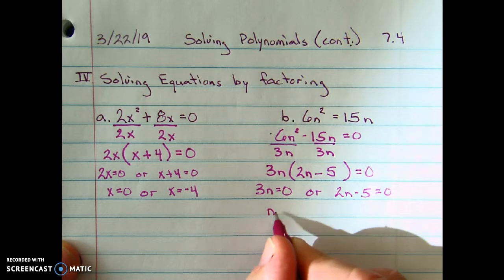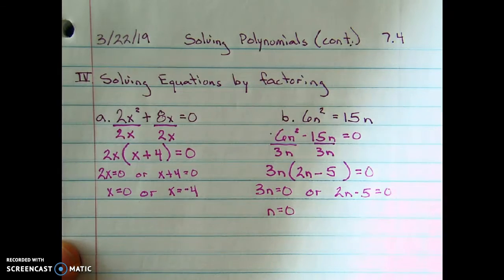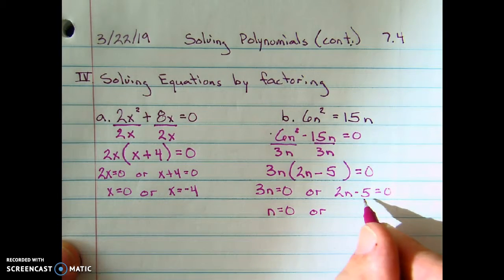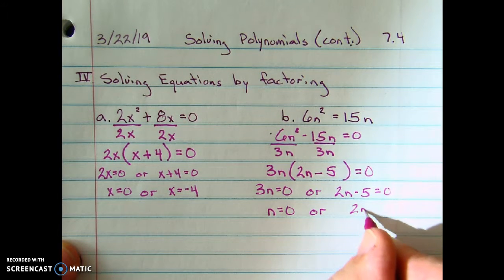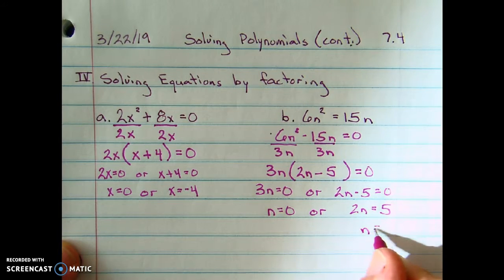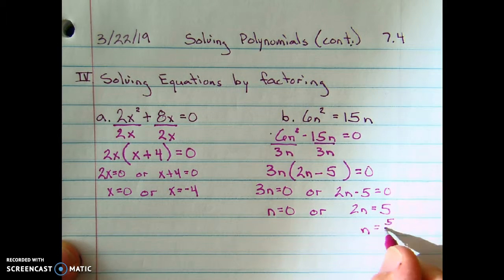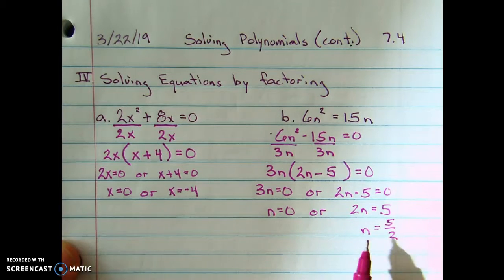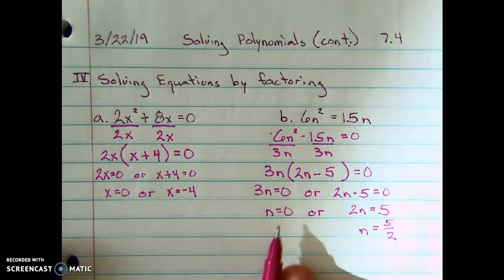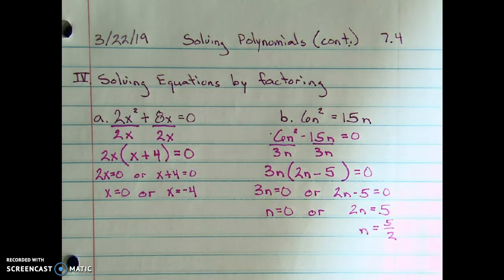So on the left side, it's just a matter of writing down the answer. On the other side, though, I have to do a couple things. I'm going to add 5 first to get 2n by itself, and then I have to divide by 2. So I do get 5 over 2, and you can just go ahead and leave it as 5 over 2. So it's n equals 0 or 5 over 2.